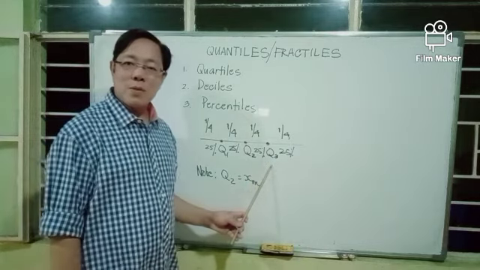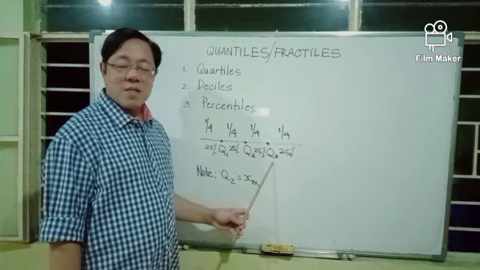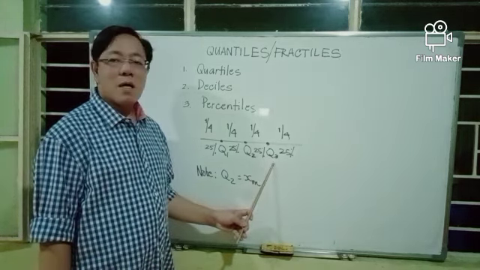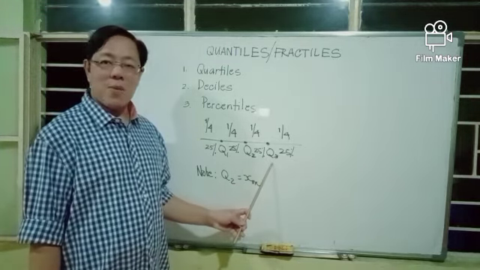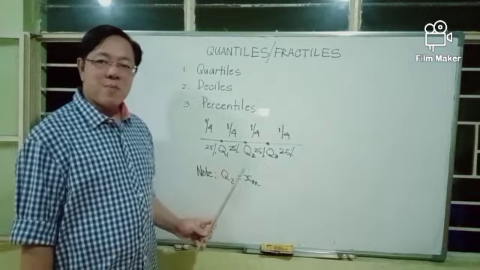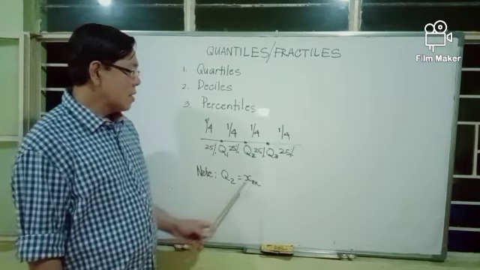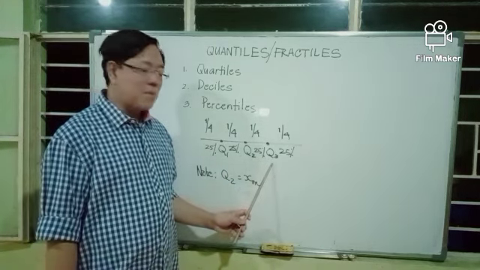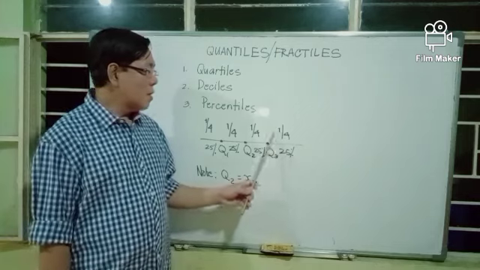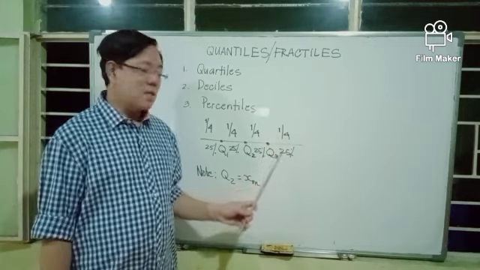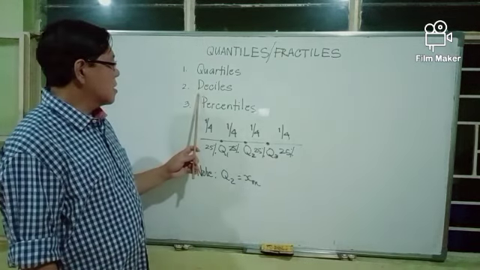Now with reference to Q sub 3, the third quartile, 75% of the set of measurements are below the third quartile. Those are the values to the left of the third quartile. 75% is equal to 25 plus 25 plus 25. And to the right of the third quartile, we have 25%. That means 25%, or 1/4, of the set of measurements are above the third quartile.